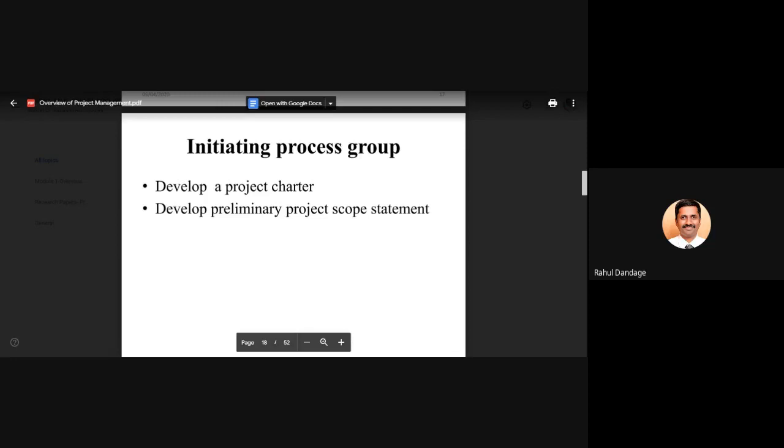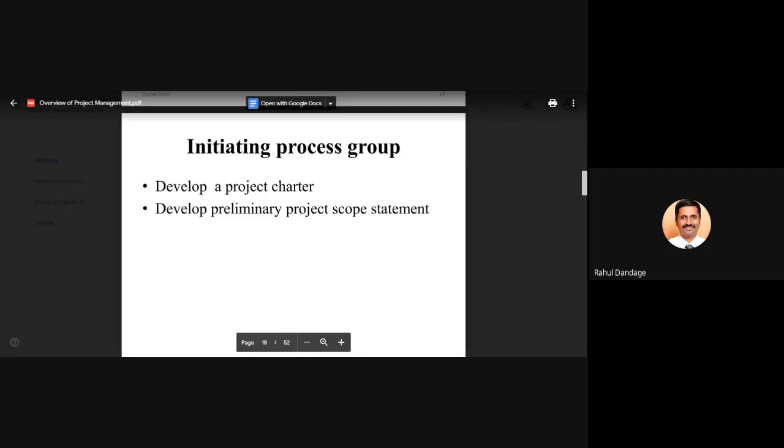Now, what is this scope statement? We must understand what exactly we are going to do in this particular project. Like somebody gives me the authority to teach you this particular subject, that is project management. But let us say nobody gives me the syllabus of this particular subject. Then what is going to happen?